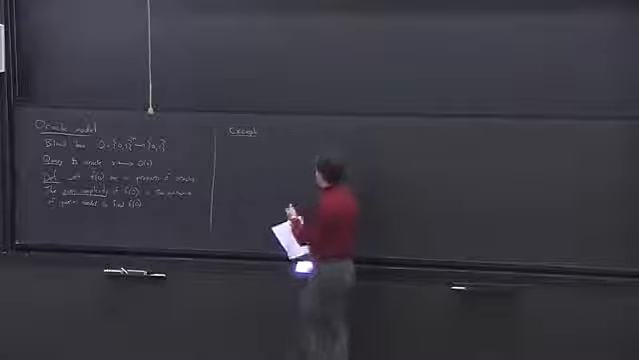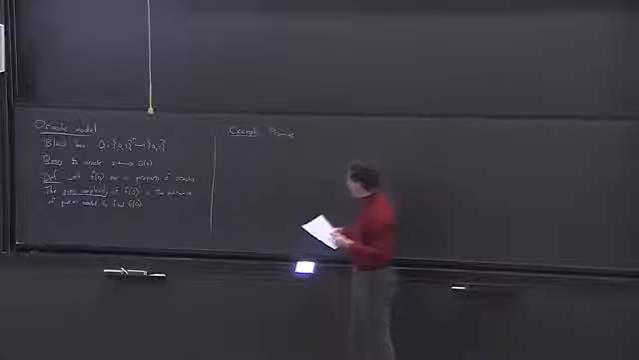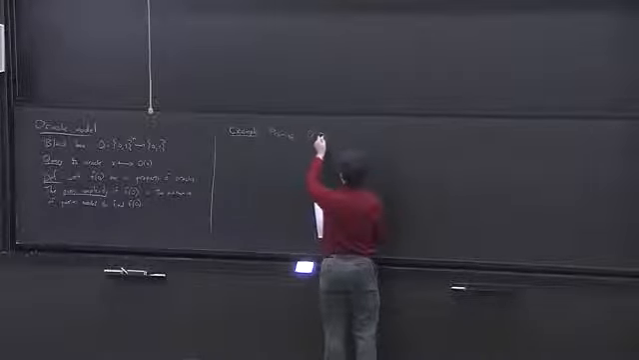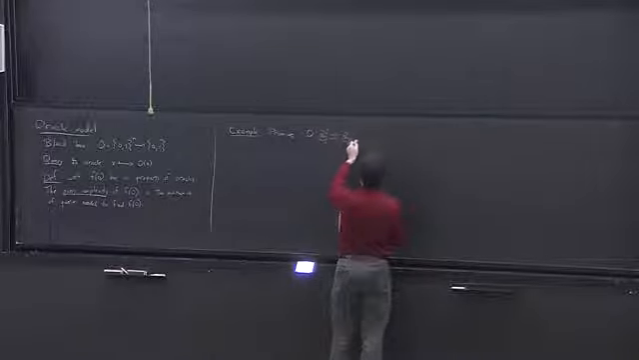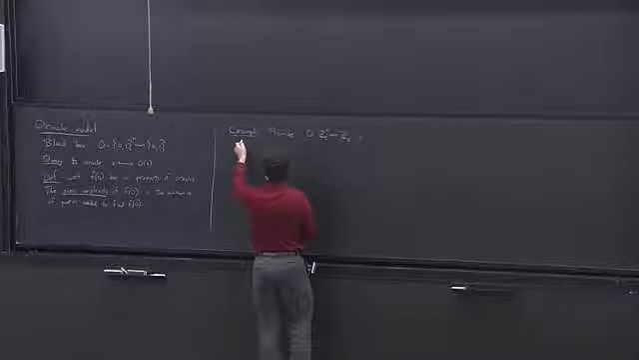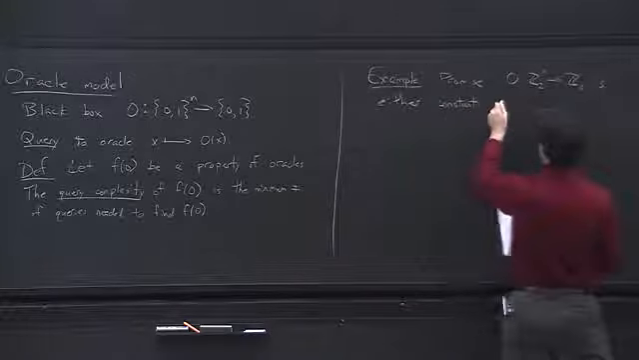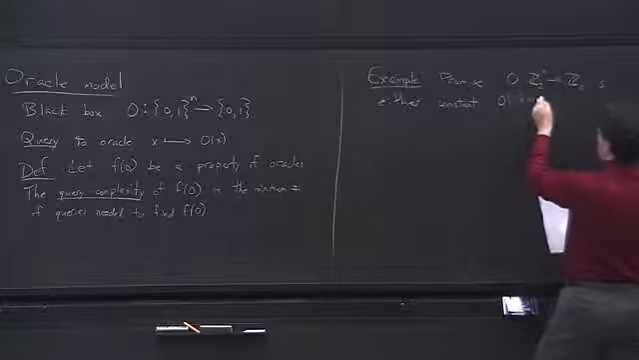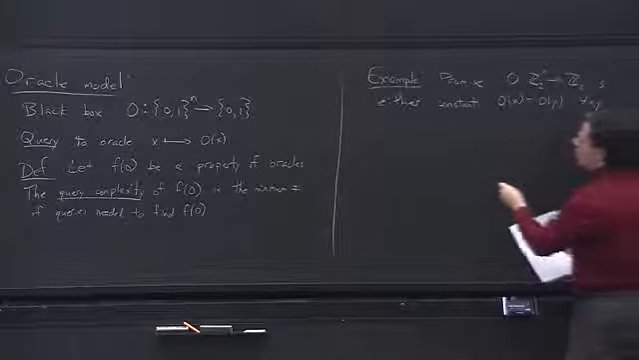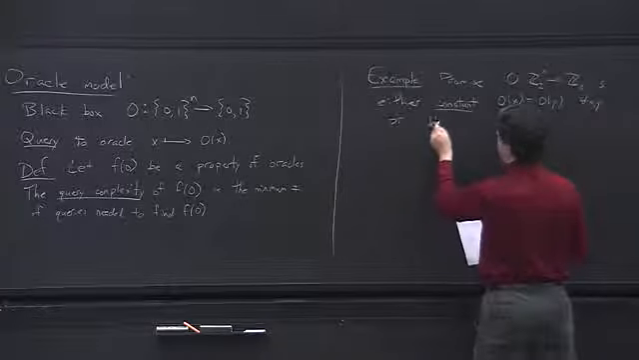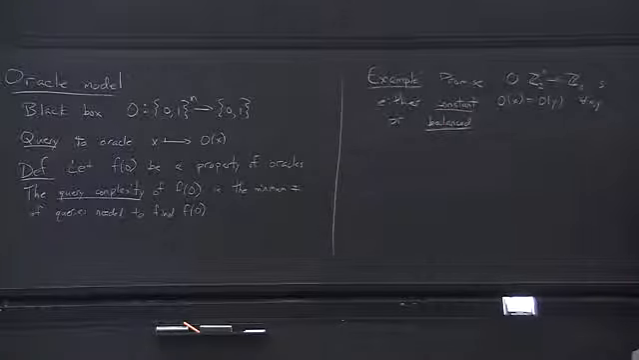So this is going to be a promise problem. And the promise is that the oracle, which maps n bits to 1 bit, is either constant, which means that the output is the same for all inputs, or it's balanced, which means that the number of 1 outputs and the number of 0 outputs are the same.